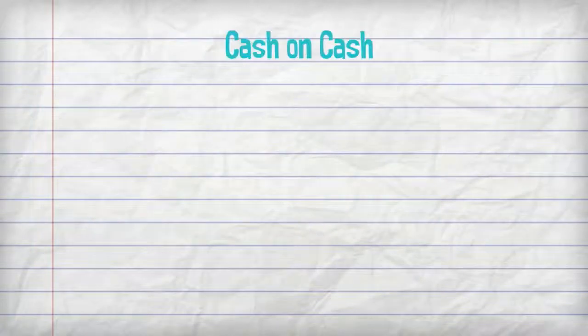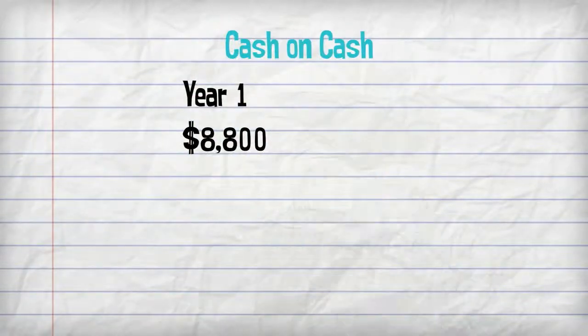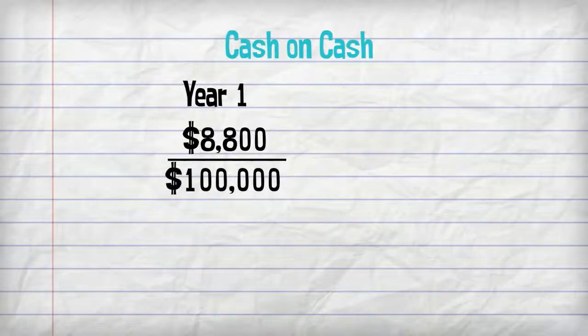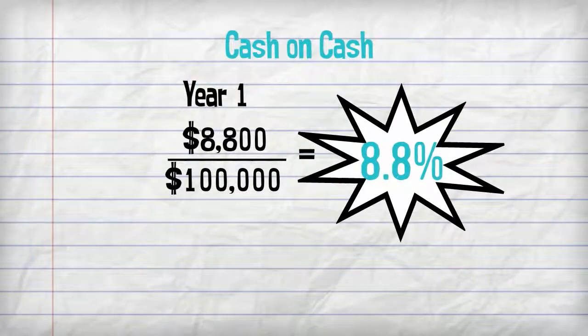To get my cash-on-cash return, I divide my net cash flow by my initial investment of $100,000. Cash-on-cash return for the year is then 8.8%.